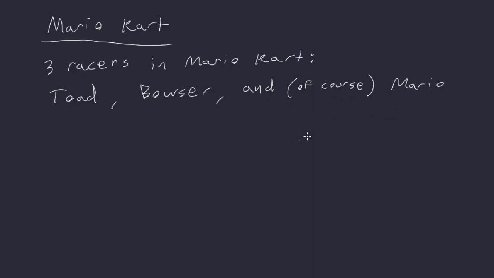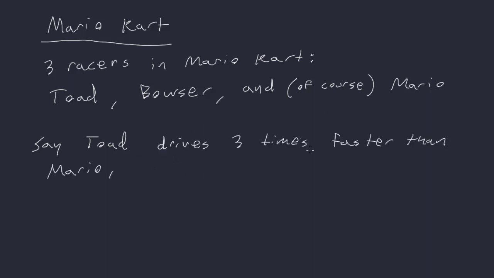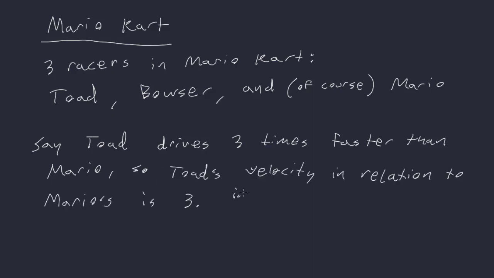Okay, so let's say Toad drives 3 times faster than Mario. Okay, so that means Toad's velocity in relation to Mario is 3. In other words, I could say that the derivative, or the rate of change, of Toad's driving in relation to Mario's driving is 3, right? How they compare is a factor of 3.